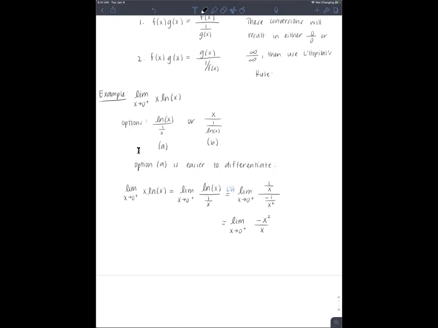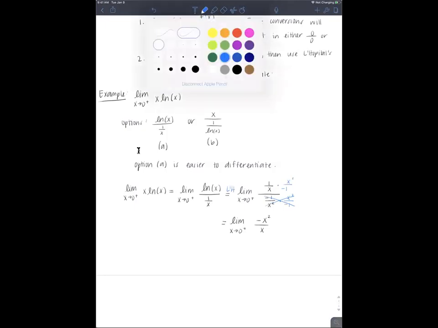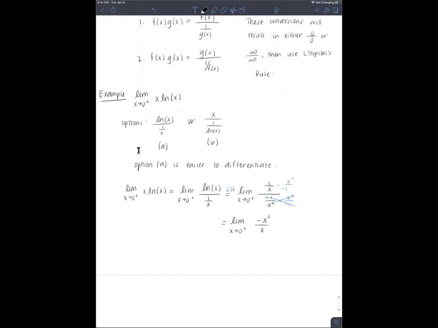Here, let me do it in blue real quick. This would just be multiplying by the reciprocal of the denominator. And so these things cancel, and this is what results in my fraction down here. When I simplify this even further, I just get negative x.